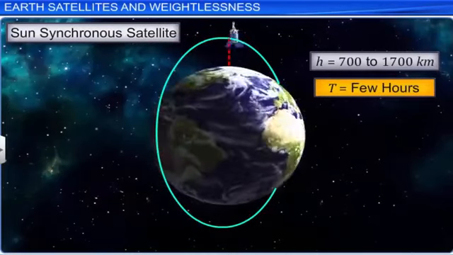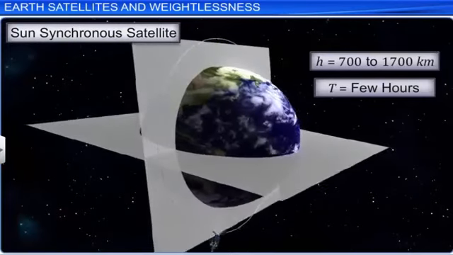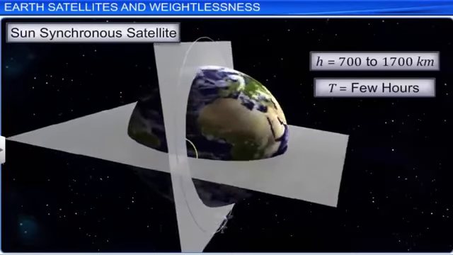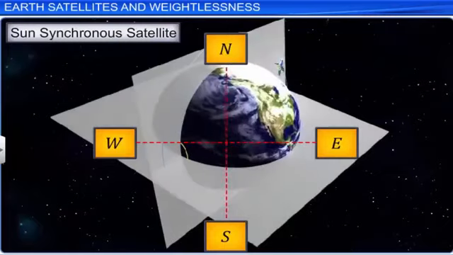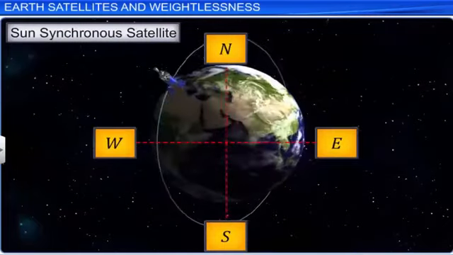The orbit of these satellites is such that the satellite moves in a plane that is near normal to the equatorial plane, moving closely to the poles of the Earth for every revolution, while the Earth rotates in the west to east direction.